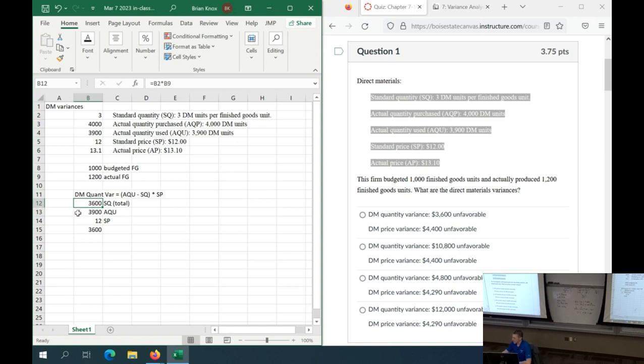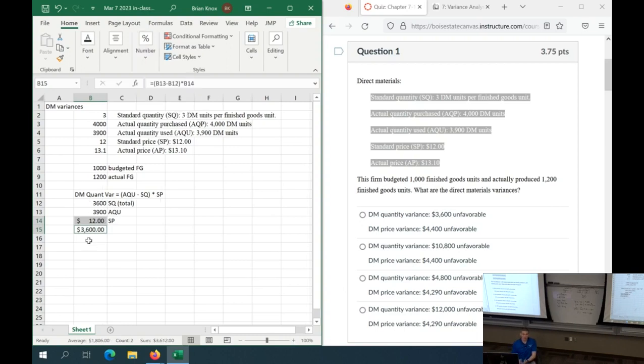300 extra units used. What happened? They fell off the truck. They got stolen. They got wasted somehow. They got broken because we didn't manage them right. They got left out in the rain. Who knows? Lots of different follow-on questions we can ask, but we know the right person and the right amount to ask that question about. But 300 extra units used to produce 1,200 finished goods units, that's not good. So that's $3,600. Let's see, these two are dollar amounts.